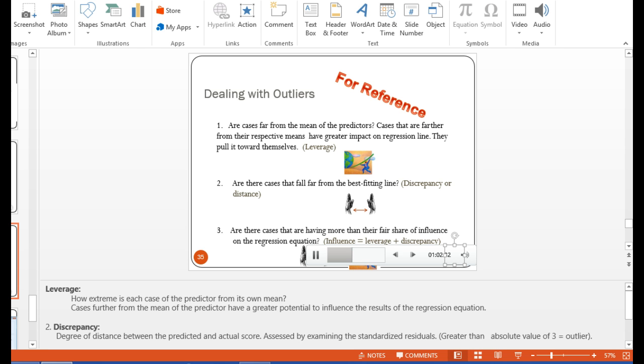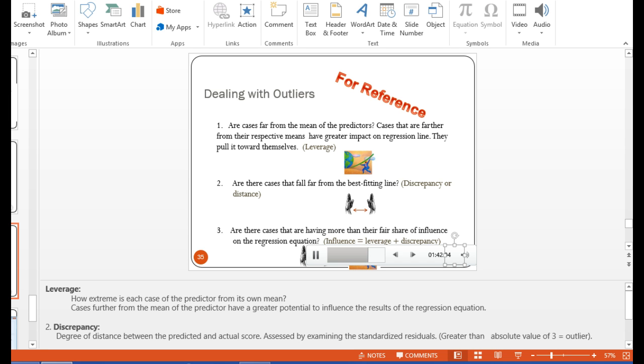And finally, influence. So influence is like the combination of the leverage and the discrepancy. And so this answers the question, how much influence does a given case have on the whole regression model? So these cases, if they're very, very far and they have a lot of influence, they can be pulling that regression line toward themselves. And that is not good because maybe one case, because it's so far out, is having a disproportionate impact on the regression line. So if we deleted that outlier or used a Winsorizing technique, we would lessen its influence on the overall model.